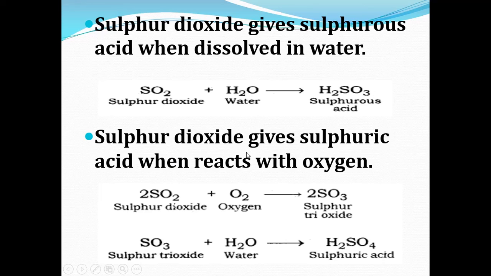Then sulfur dioxide gives sulfuric acid when it reacts with oxygen. Sulfur dioxide plus oxygen gives sulfur trioxide, and sulfur trioxide plus water gives sulfuric acid.